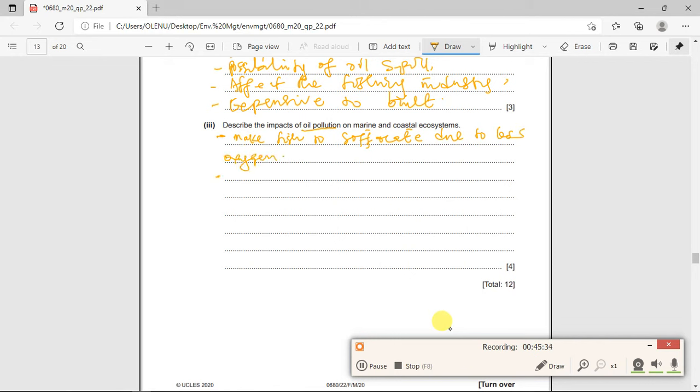Another one is normally it can stick to the feathers of birds who try to prey on fishes, so they will not be able to fly and eventually die. Now, once these fishes die due to suffocation, it can lead to reduction in biodiversity.